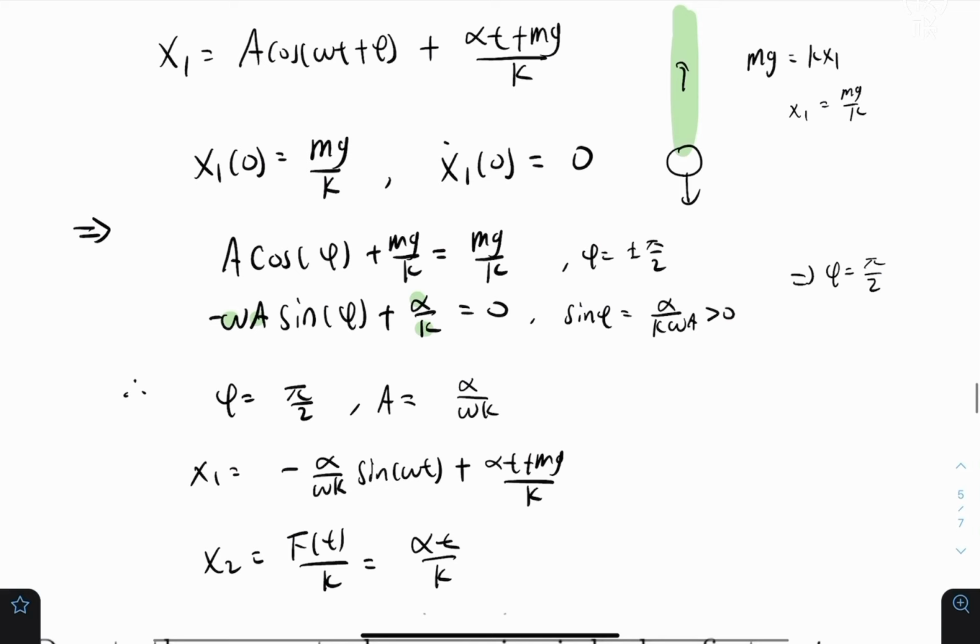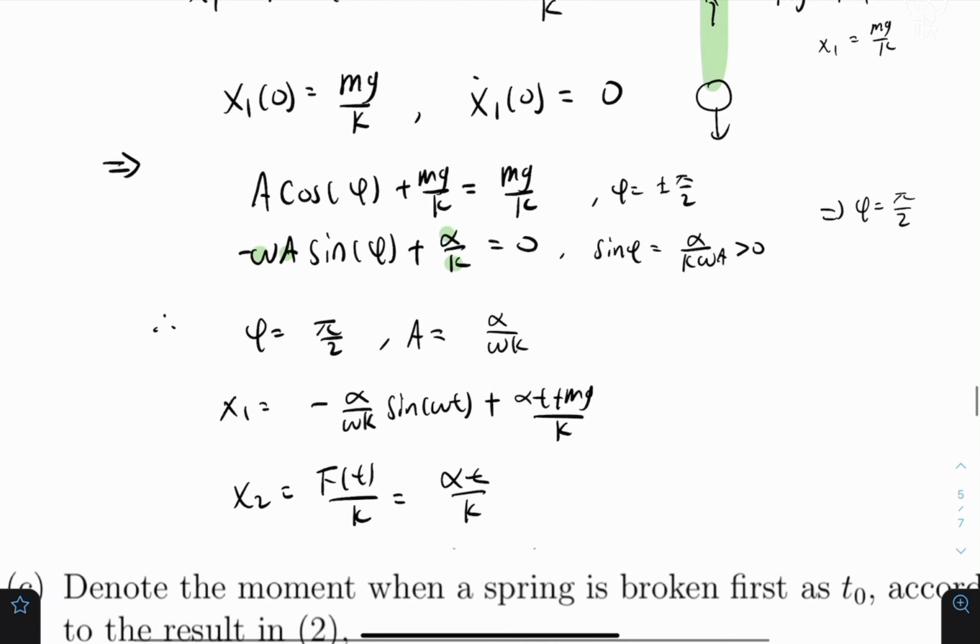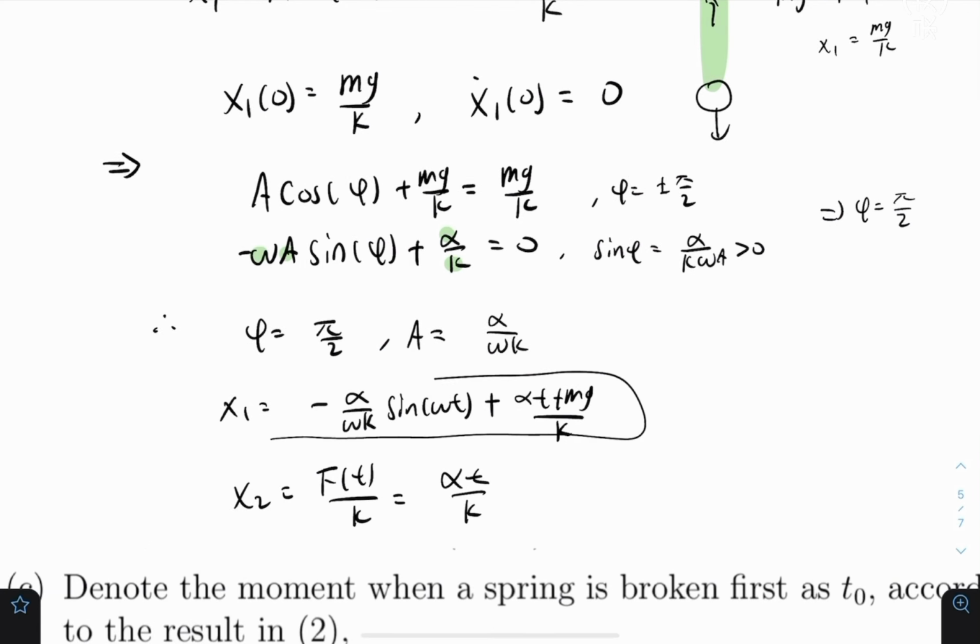So now, let's see. From this equation, we can get a is equal to alpha divided by omega k, right? And then let's plug it back into the equation, and we can see that x1 is equal to this term over here. And how about x2?